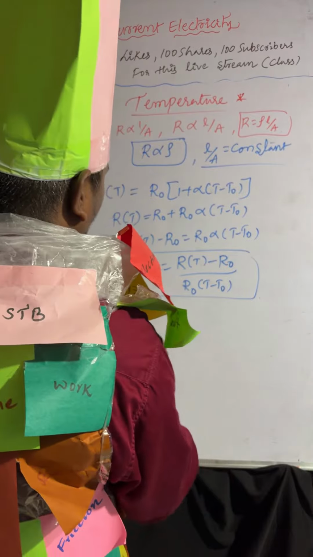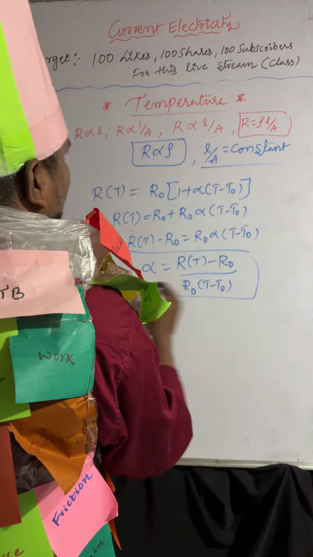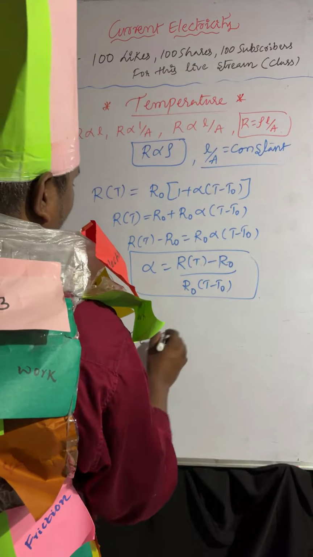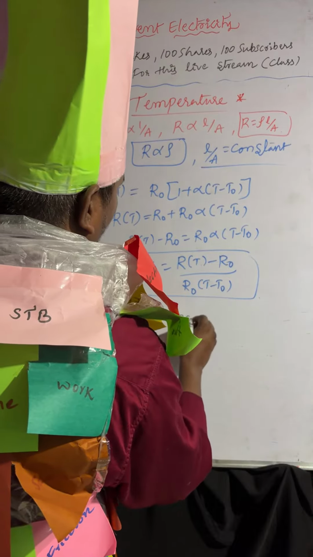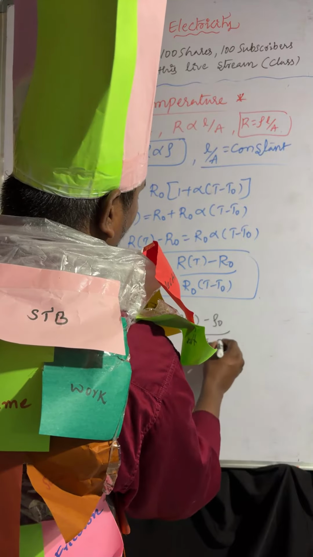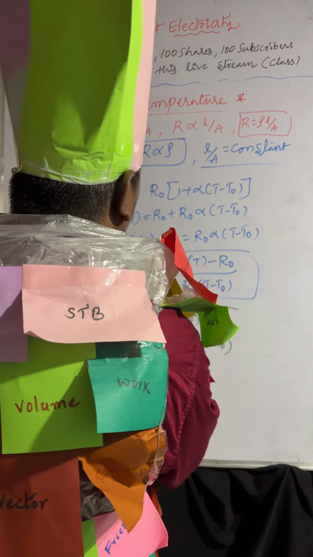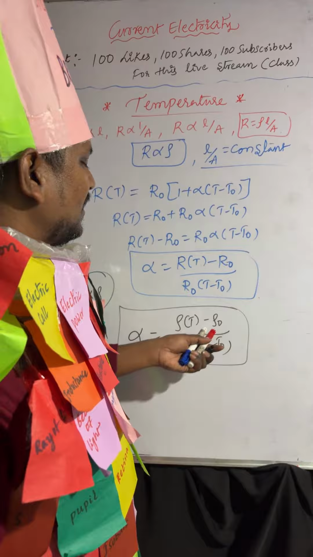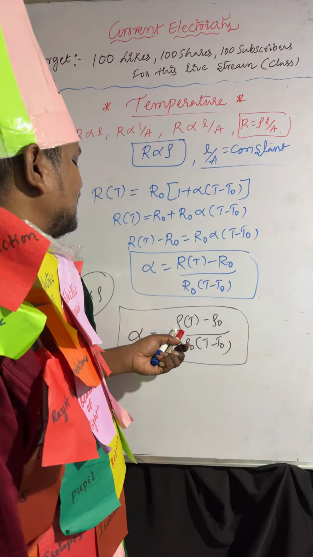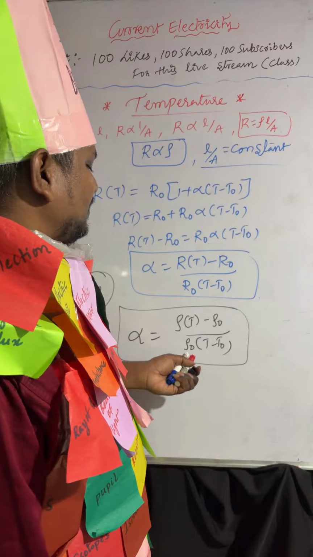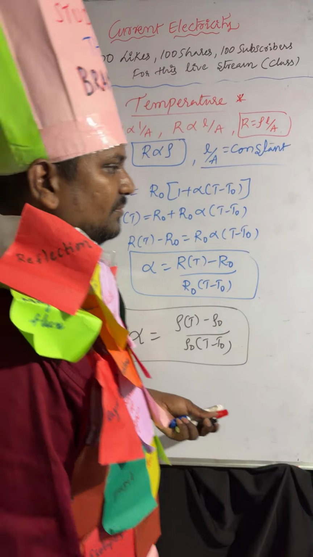Since R is directly proportional to rho, we can also write alpha equal to rho T minus rho naught by rho naught into T minus T naught. Sir, what are this rho T and rho naught? So rho naught is the initial resistivity and rho T is the resistivity at the particular temperature T. So that's enough.